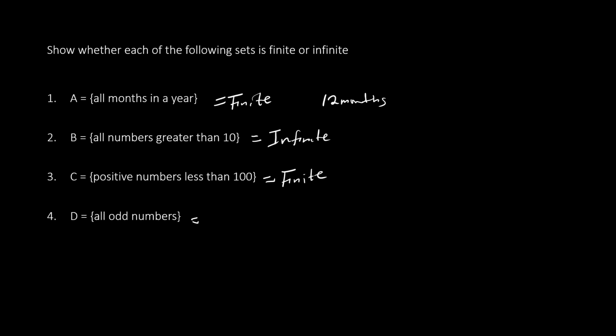And the fourth one, D, say all odd numbers. This is an infinite set. So we can't list all odd numbers. It's going to proceed to infinity. So this is an example of an infinite set. So that is just an example to compare infinite and finite sets.